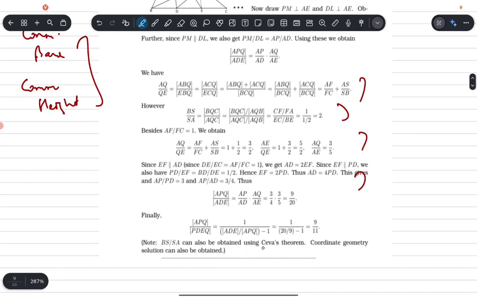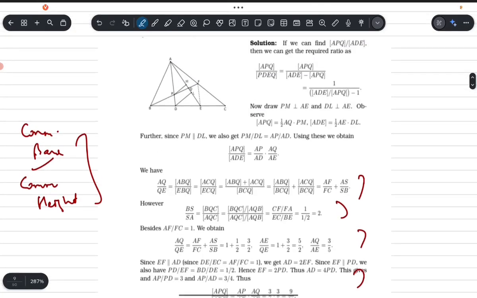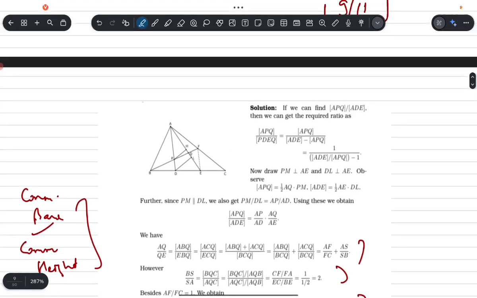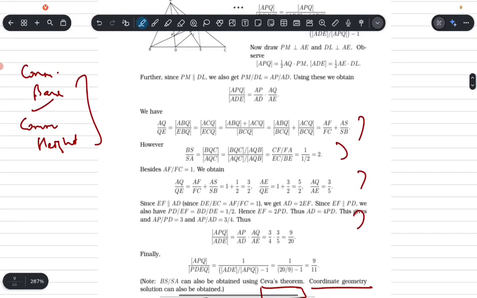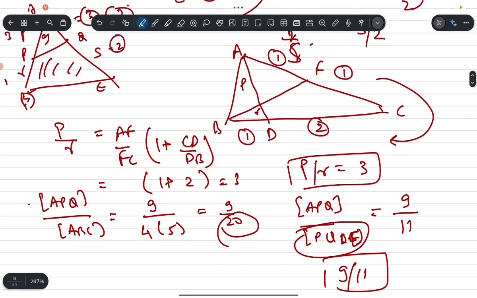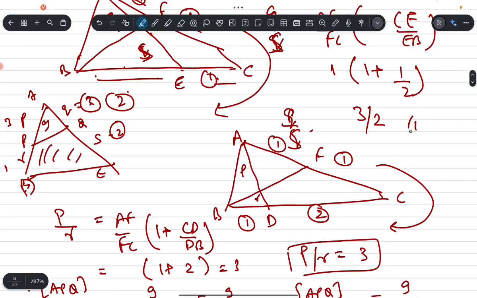You can also use the Ceva's theorem that we'll be doing later. It actually comes from the same area thing that we did, and you can use coordinate geometry. Yes, that would make it easy. It's inelegant, but this one is the easiest one that we did. You can pause the video and read the solution if you can understand that. Alright, so this is a really easy way.